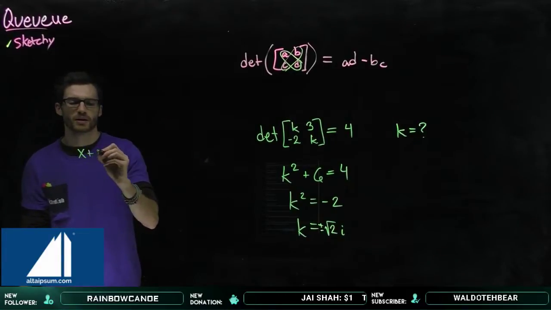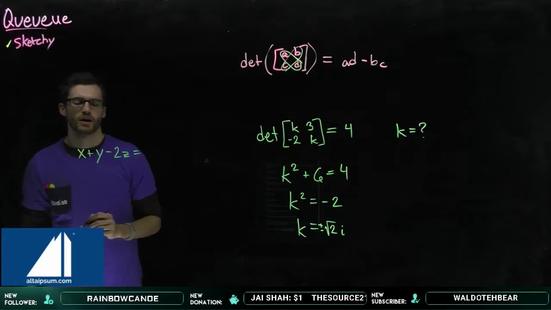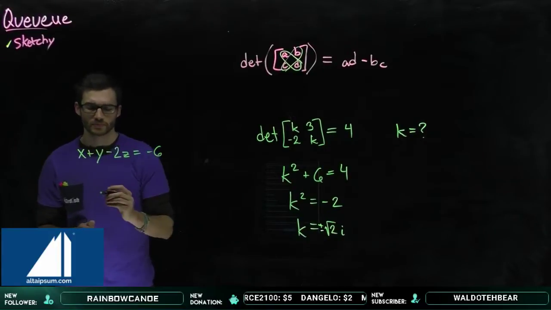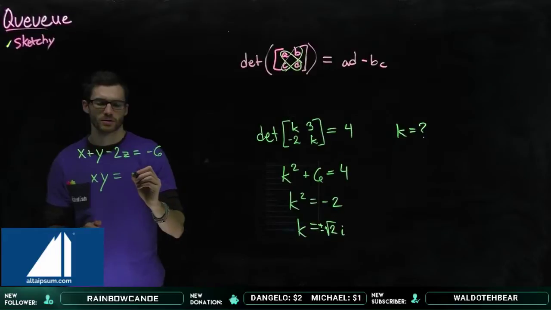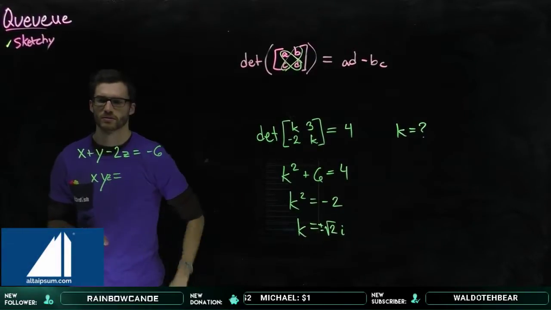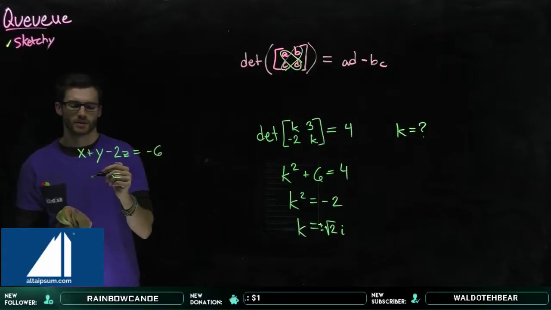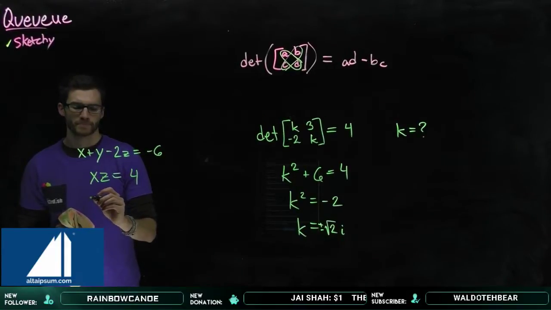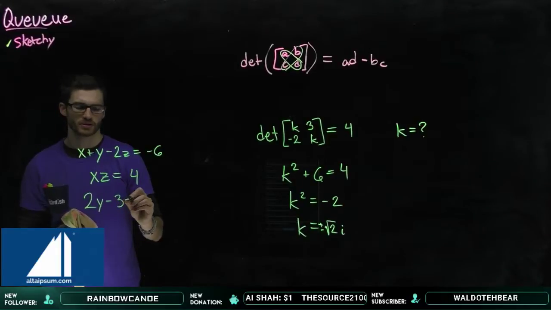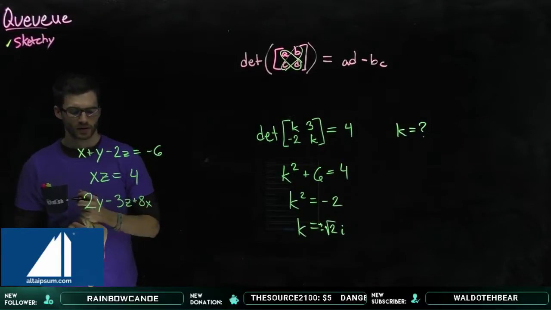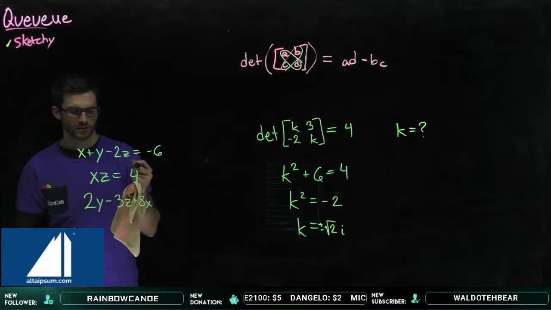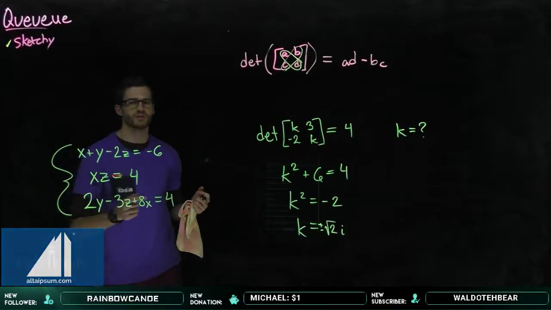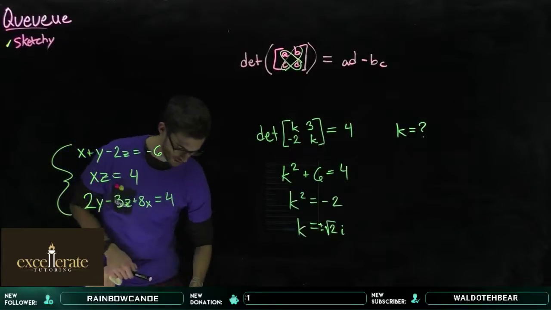Let's say we have x plus y minus 2z equals that, and we have xy equals xyz. Say xz equals 4. And we also have 2y minus 3z plus 8x. So here's our system of three equations with three variables.